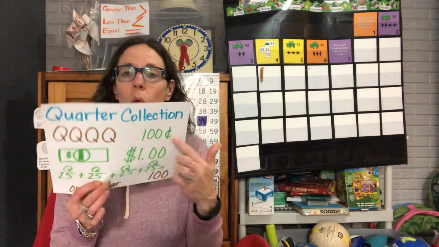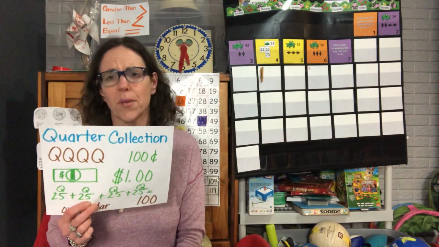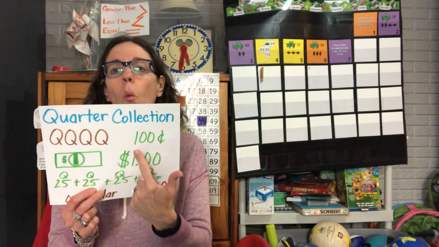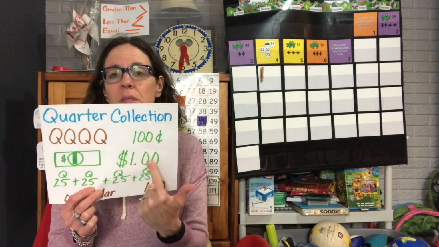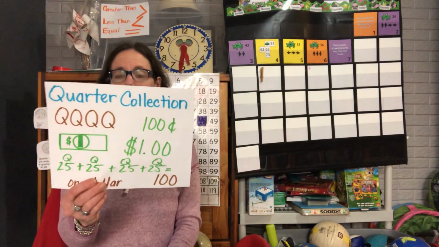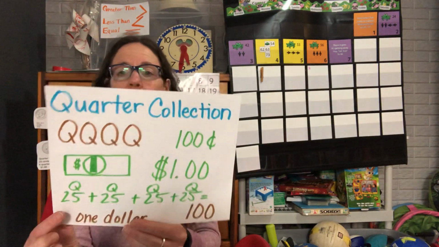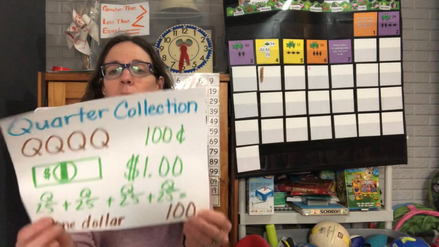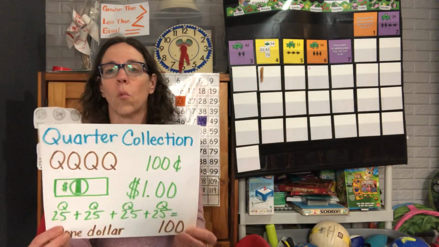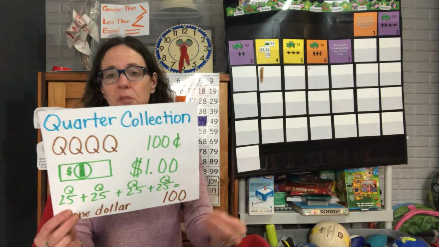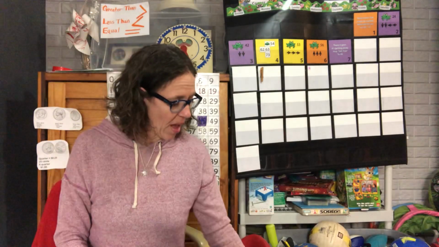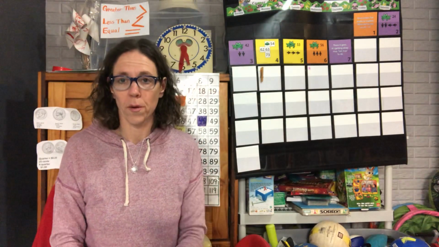Now I could write it 100 with a cent sign, but we really don't see people do that, do we? We see them write $1.00, and that shows us $1. And down here I just broke it down. Quarter plus quarter plus quarter plus quarter equals $1. 25 plus 25 plus 25 plus 25 equals $1, right? And we are going to keep adding those quarters.